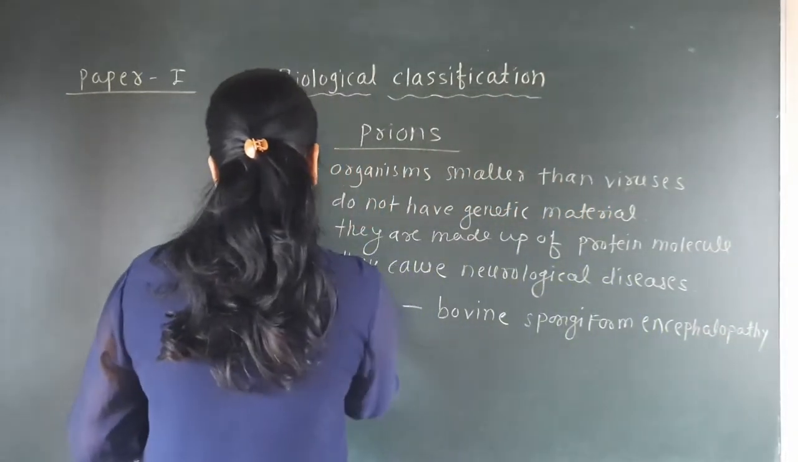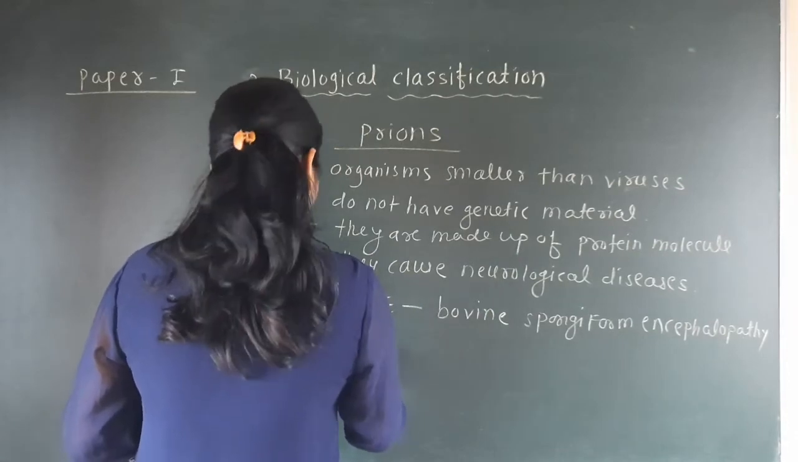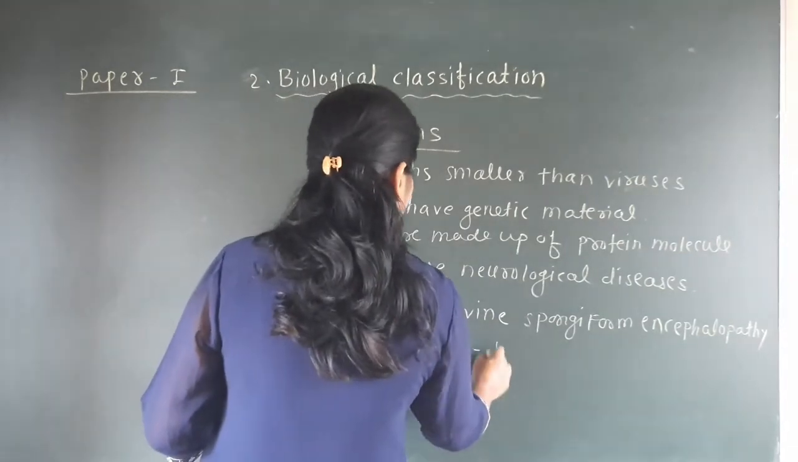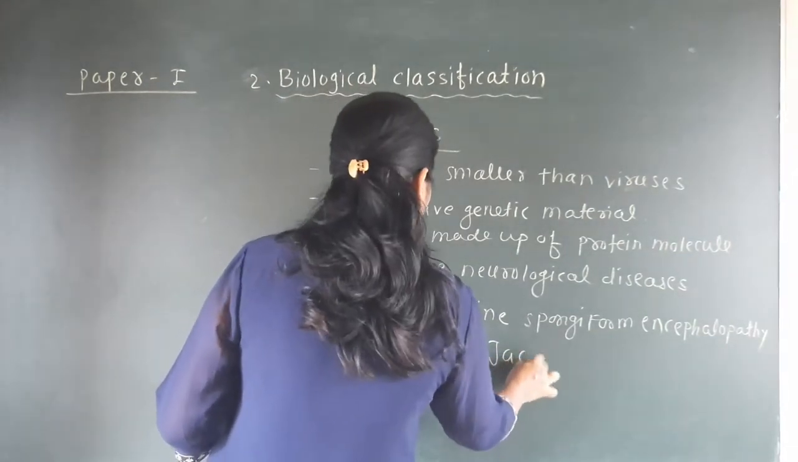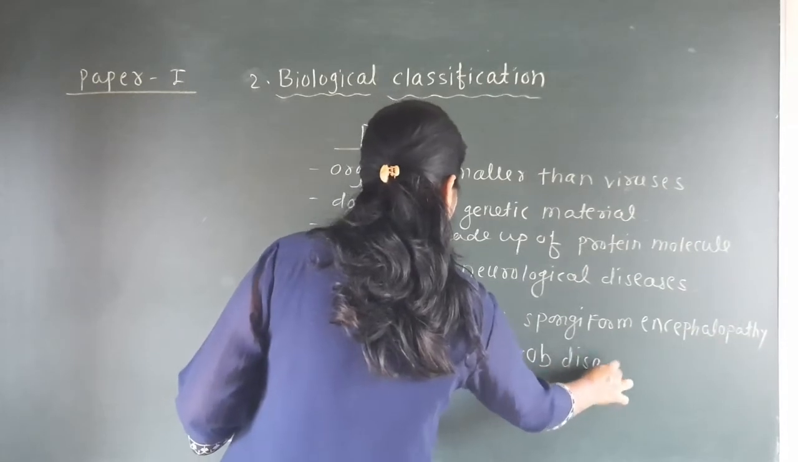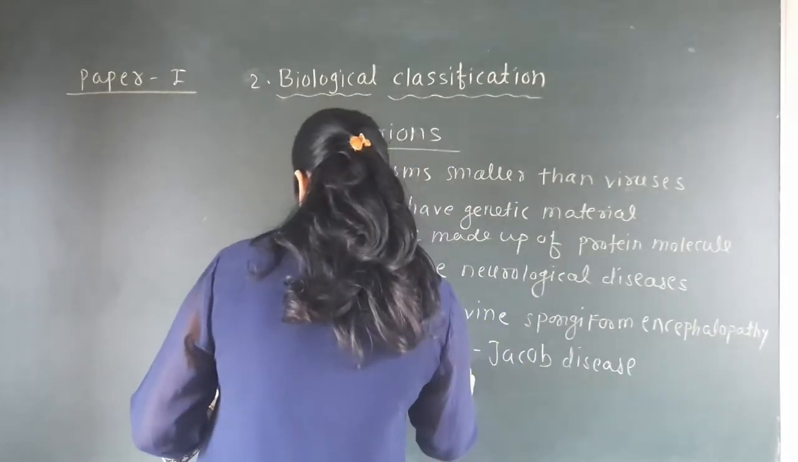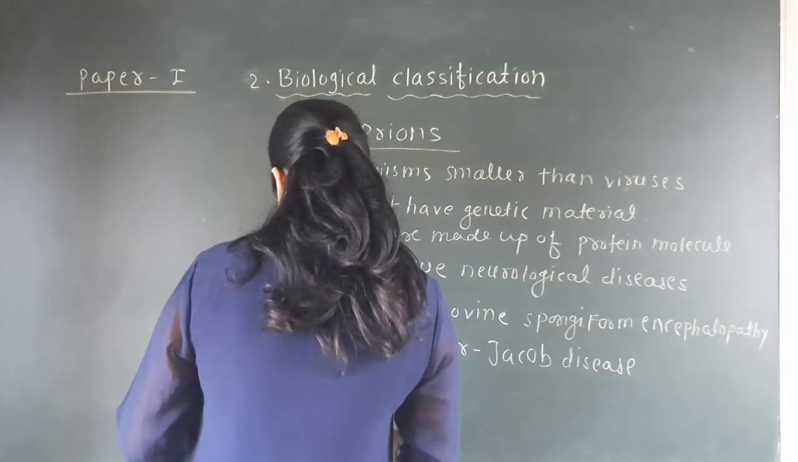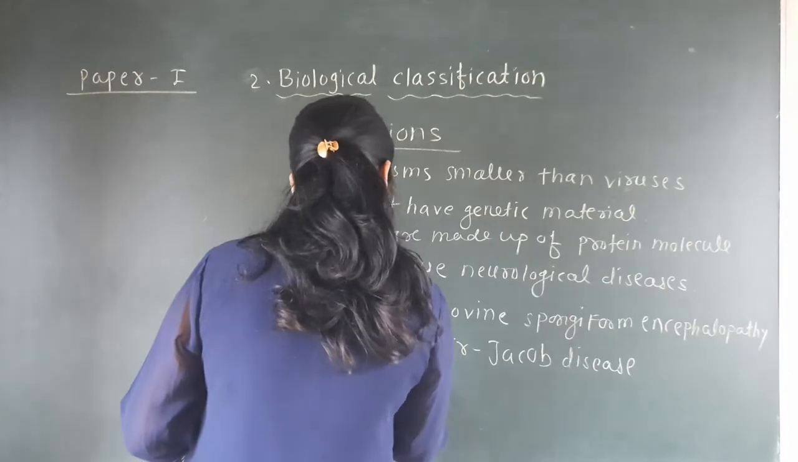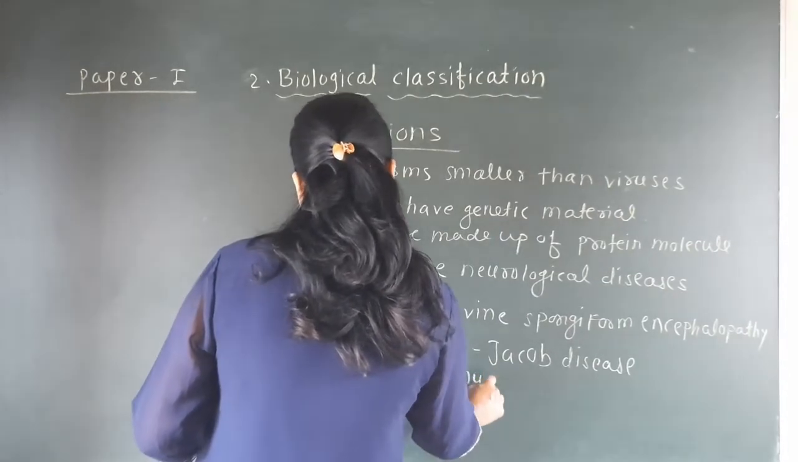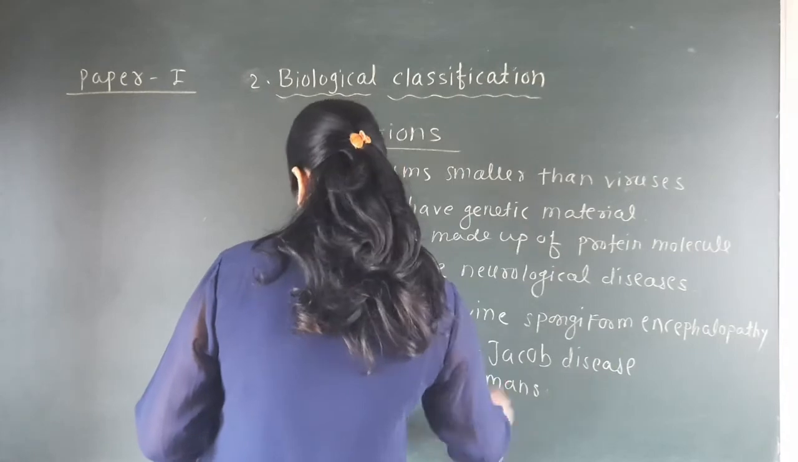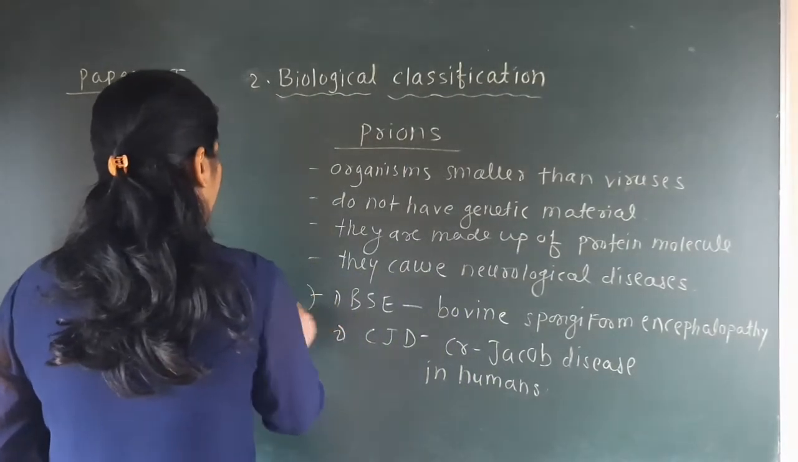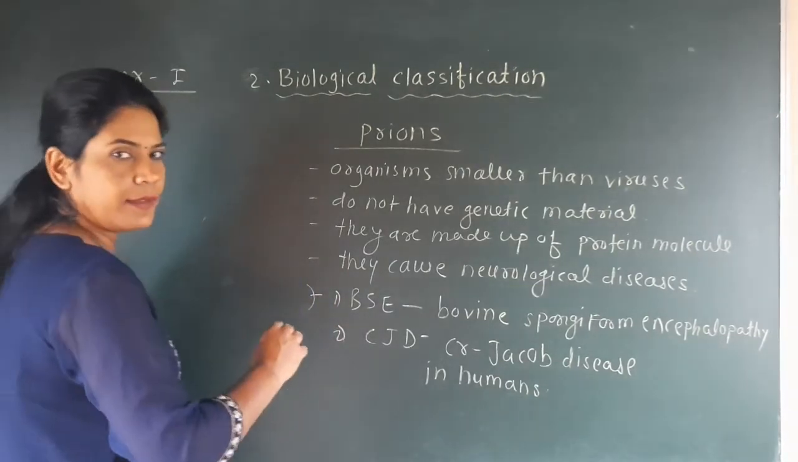And the second disease is CJD, that means Creutzfeldt-Jakob disease, which is also called as disease.